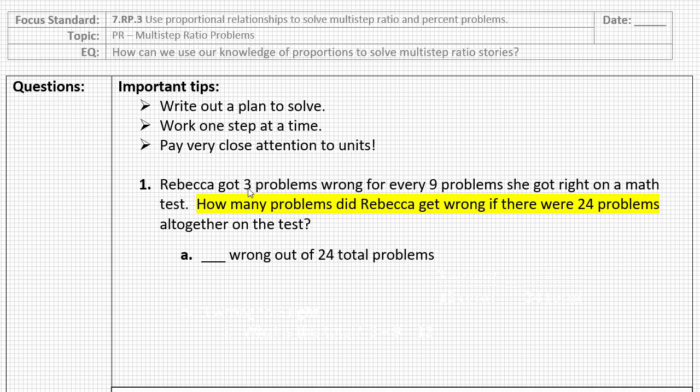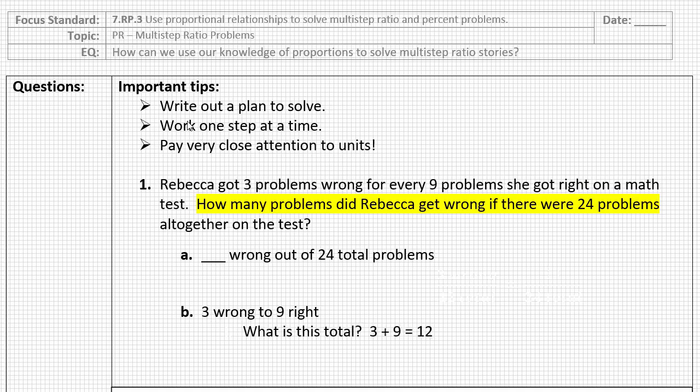I like to write that down too, so I know that she got 3 problems wrong for every 9 problems she got right. So I want to make note of that too. So that ratio is that she got 3 wrong to 9 right, 3 to 9. But it leads me to ask another question. What is this total? If we know she got 3 wrong to 9 right, we should be able to just add them together to know how many total problems we're talking about in this ratio. That's right, we're talking about 12 problems. So now we know the ratio is that she got 3 wrong out of 12 questions.